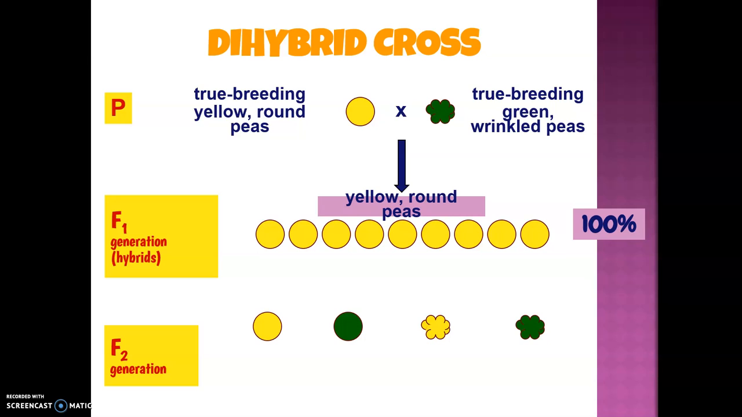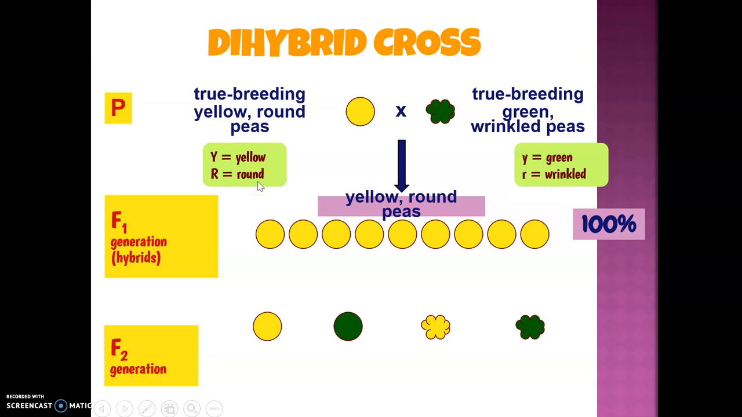So here's a picture example. We looked at true breeding yellow round peas with true breeding green wrinkled peas. When you cross those two, the F1 generation ended up being 100% yellow round peas. That's because yellow and round are the dominant characteristics. So that would mean green and wrinkled are going to be recessive.